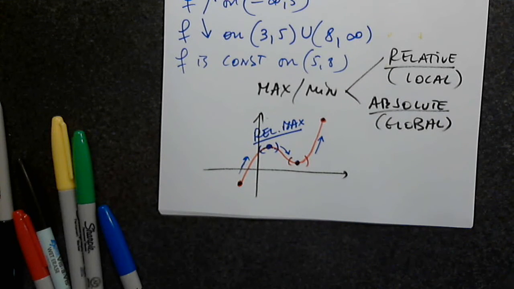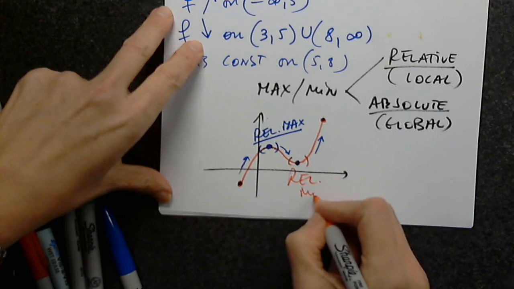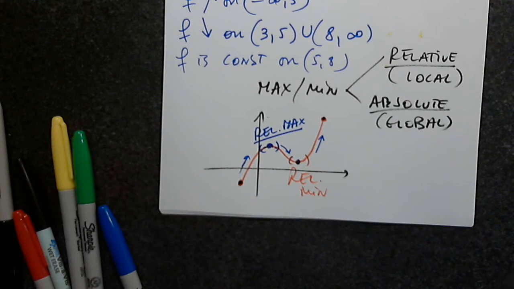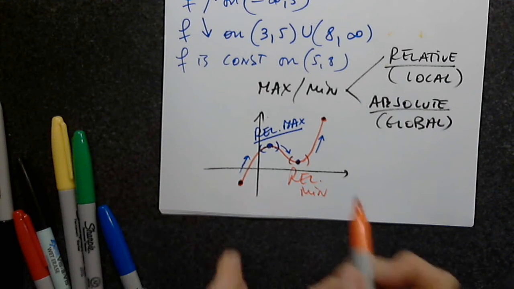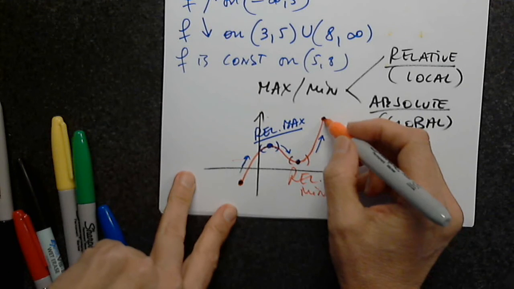First of all, does the function exist on both sides? Can I show the open interval on both sides? Can I show that all function values are bigger than this one? So what do you think that point would be? Indeed, a relative min. Is it an absolute min? No, because there are other values smaller than it. Okay, what about this point?